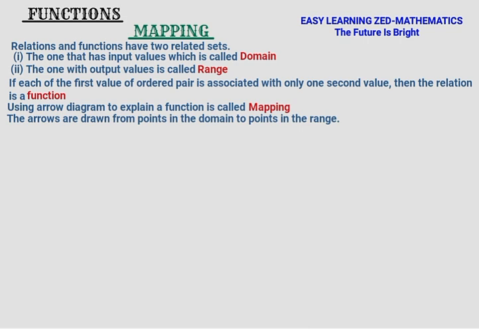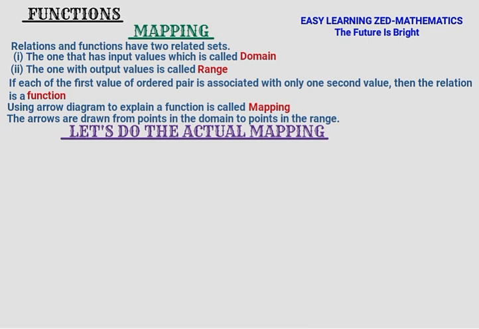The arrows are drawn from points in the domain to points in the range. So always when you are drawing the arrow diagram, the arrows move from the domain going to the range. That is what we also need to consider. Now let's do the actual mapping. Let me demonstrate how mapping is done.